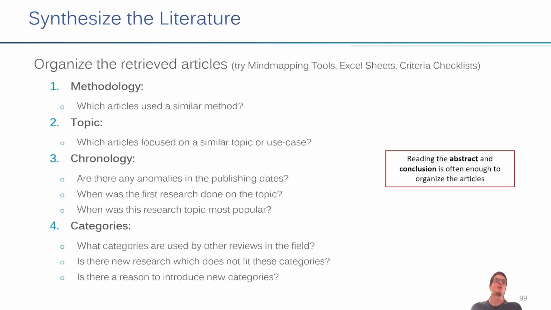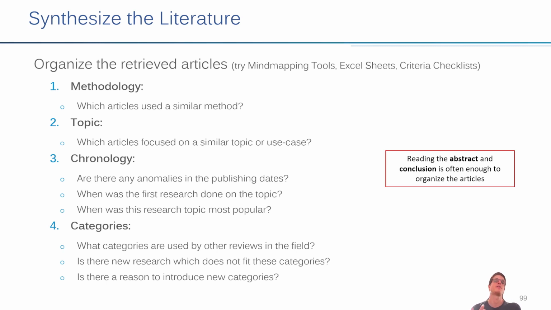Then, categories: how to find the fitting categories. We have already introduced that you can group by method, topic, or chronology, but you can also find your own categories by analyzing other work. So if there's a meta review, a review that already covered the field, or maybe covered other reviews in that field, you can steal, you can get inspired by their categories.